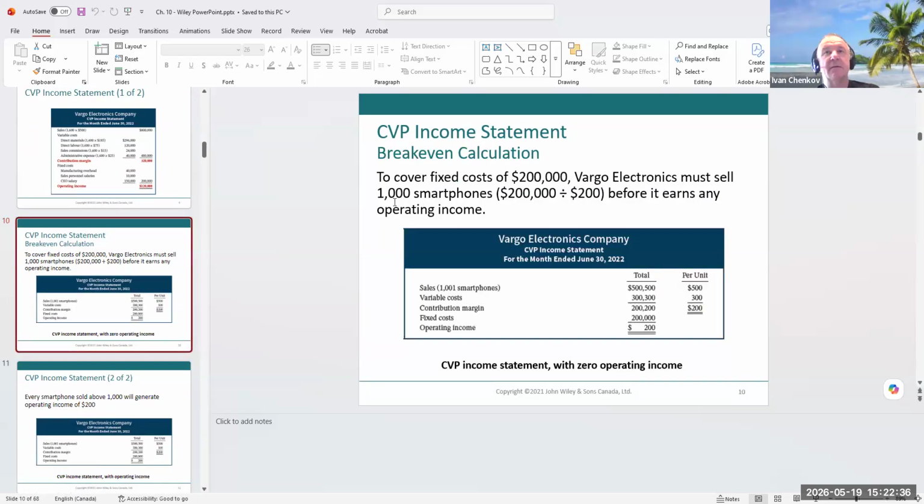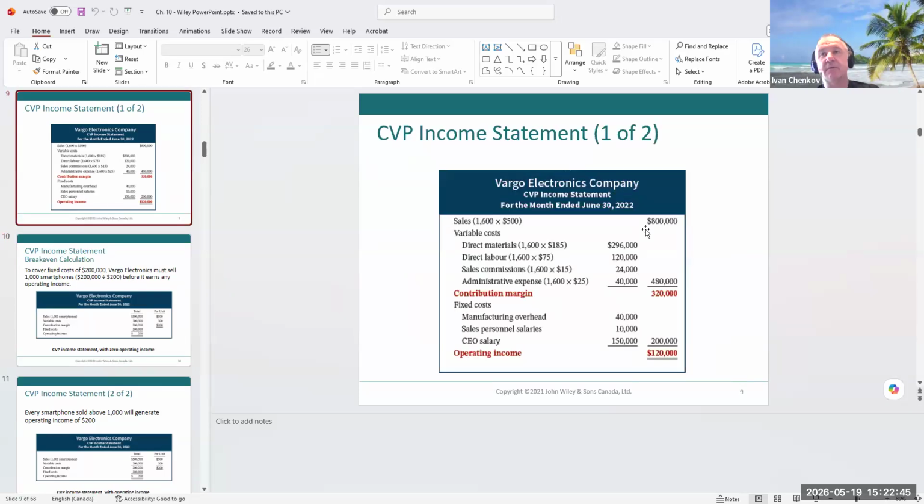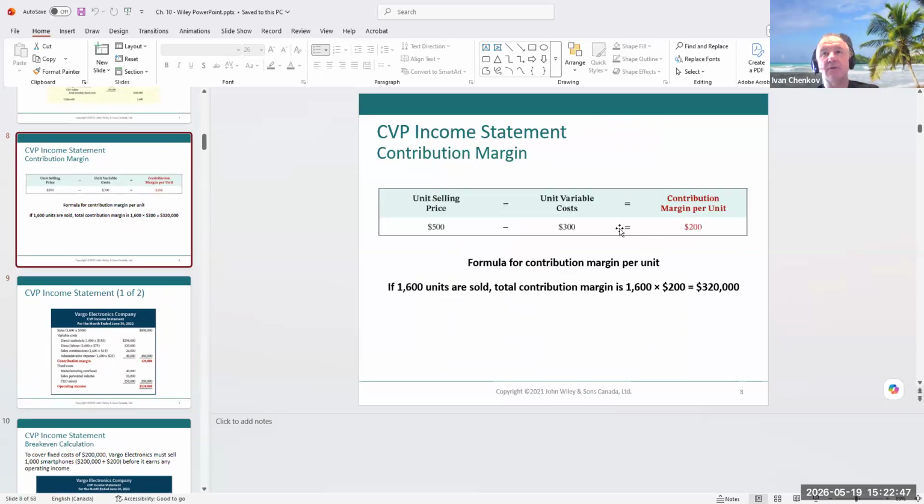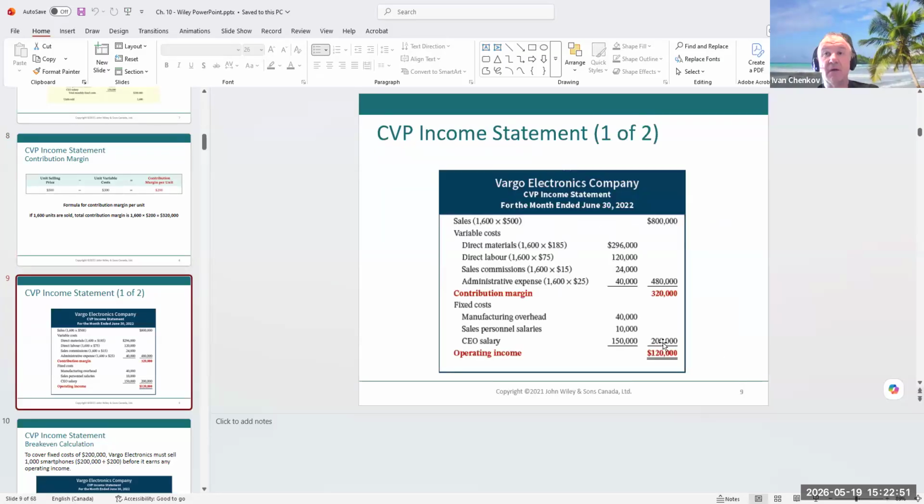In this case, let's see, we're selling enough units to cover our fixed cost. Now the question is, how many units do I need to sell? If every unit gives me $200, and I already know that my fixed cost is exactly $200,000, maybe if I sell 1,000 units, $200 each, it's going to give me $200,000, which is going to cover my fixed cost.